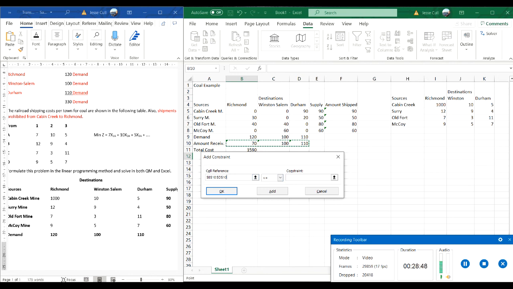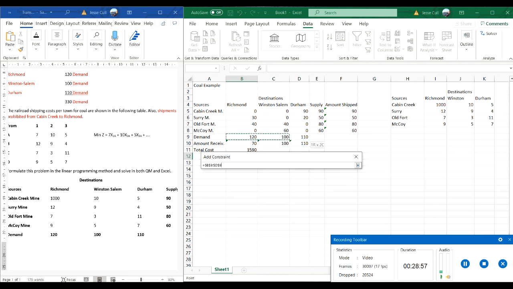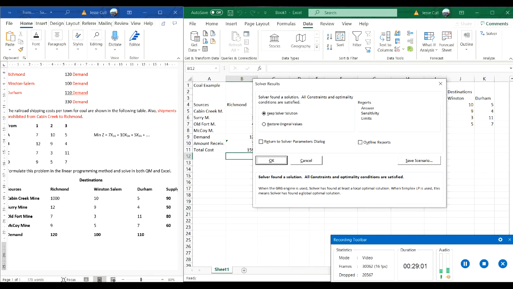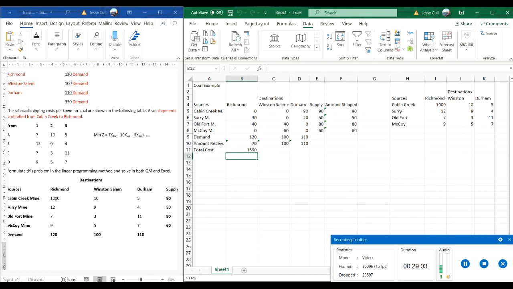And again, we have to make the amount received less than or equal to the amount demanded. So the amount received less than or equal to the amount demanded. We hit OK, we solve, and we get these values. The exact same values we received earlier. The only difference is we do not have a direct reference to how much we're missing. We have to look and see that we're 50 short over in this section.